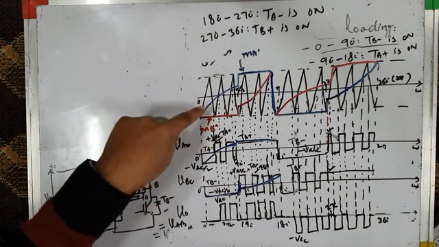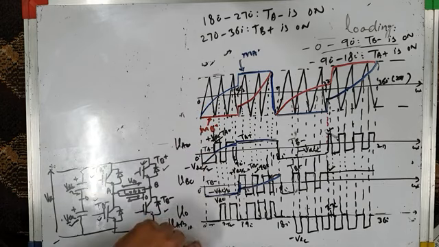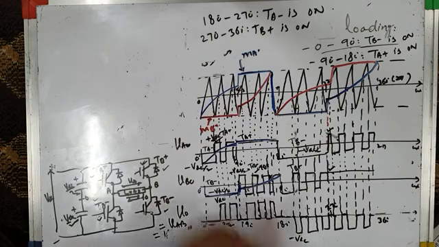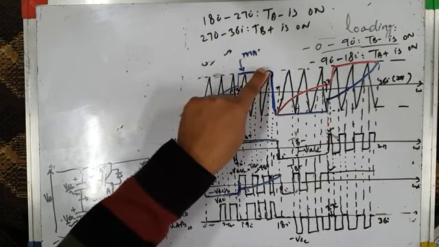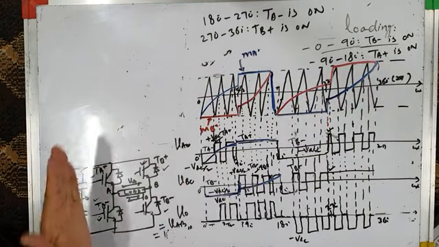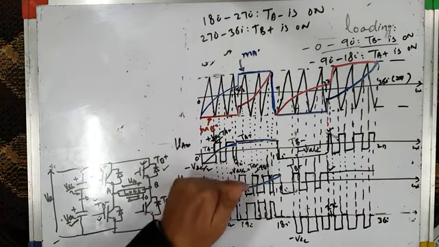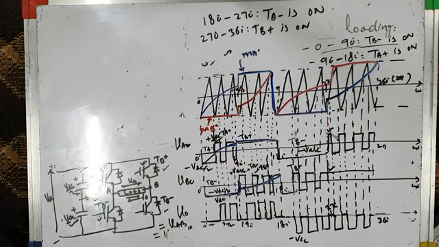Whereas leg A is switching, and the inverter output voltage is like this. From 90 to 180 degrees, we see that TA plus is on. That is, leg A is not switching, it is clamped to the positive DC bus, whereas leg B is switching. And the inverter output voltage is like this.